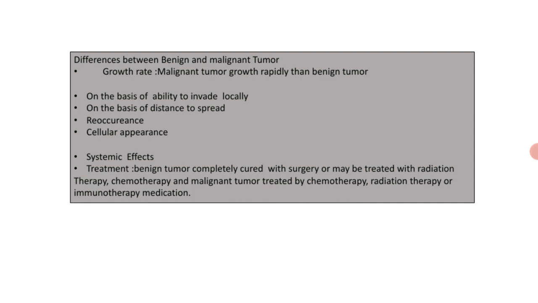And the differences between the tumors are growth rate. Malignant tumor grows more rapidly than benign tumor, on the basis of local invasion, distance to spread, reoccurrence, cellular appearances, systemic effect, and the treatment. It can also be noted that benign tumor is completely cured with surgery or may be treated with radiation therapy, chemotherapy, and the malignant tumor is treated by chemotherapy, radiation therapy, or immunotherapy medication.